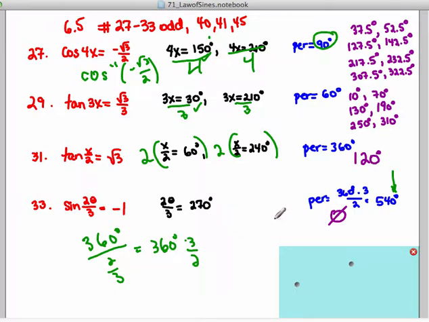Oh, they must not have even wanted you to go outside of... I'd have to read the directions again. So let's see. So theta equals, yeah, too big. Too big. Theta is outside of the 0 to 360. All right, hold that thought, and we'll do some more.